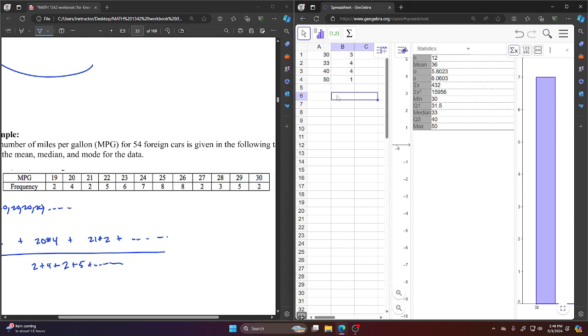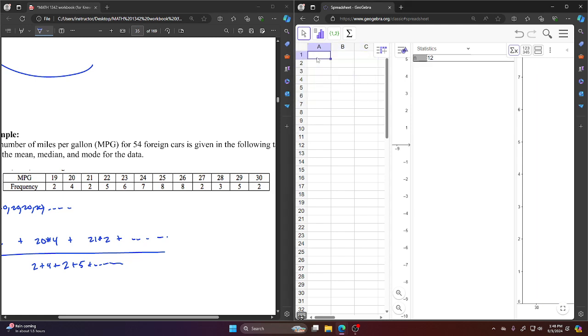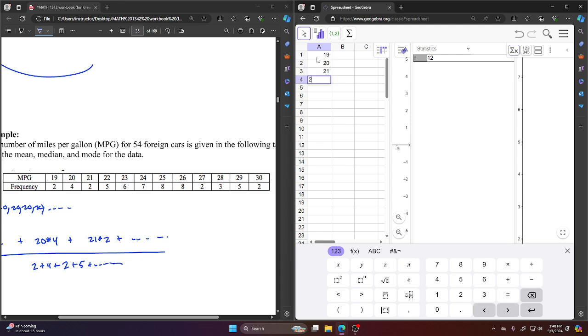Awesome. So I'm just going to start typing it. Remember that the first column here is your first row in this case. So 19, 20, 21, 22, 23. And in this case the frequencies are 2, 4, 2, 5, 6, etc. So I'm just going to keep going. 25, 26, 27, 28, 29, 30. It's kind of convenient. 7, 8, 8, 2, 3, 5, 2.